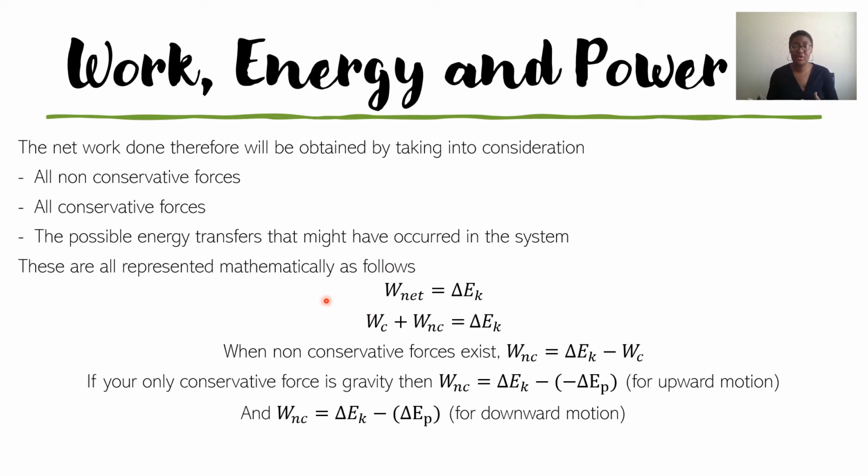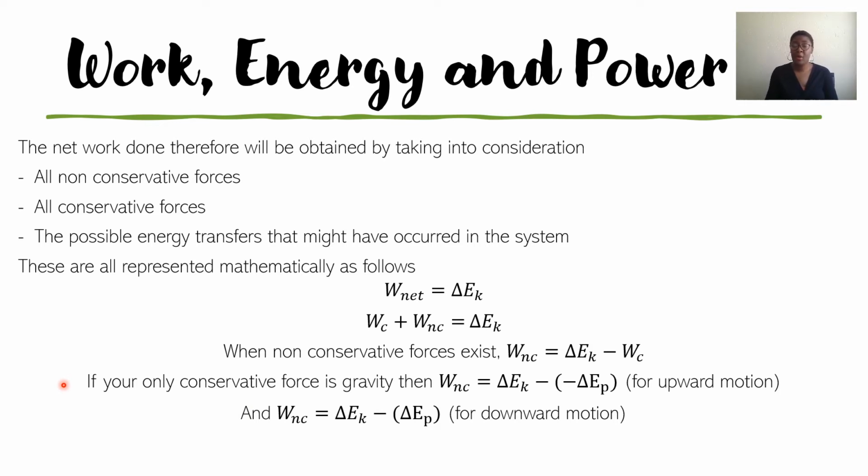let's say is affected by conservative and non-conservative forces, you can now represent those forces by having work done by conservative forces and work done by non-conservative forces still equal to the change in your kinetic energy. Now, these non-conservative forces, if there are any in your system, you can make that the subject of your formula, and your work done by non-conservative forces will be equal to the change in kinetic energy minus your work done by your conservative forces. Now, here is a special consideration that you need to also keep in mind.